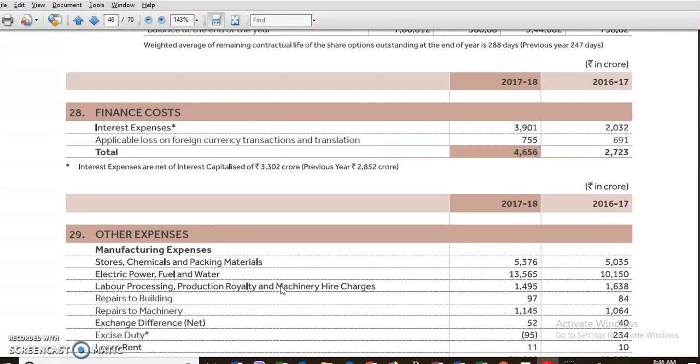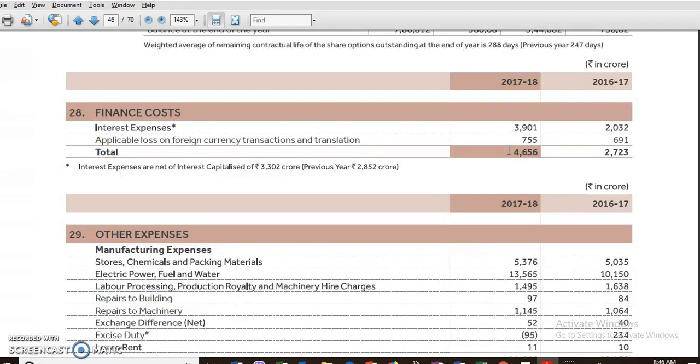So the finance cost is just the interest cost on the loans that you have been taking. And here you can see a line: interest net of interest capitalized, 3,302. Now what does it mean? It means that sometimes you take a loan to do projects, right? So all of the interest that you are paying is not supposed to be charged to expenses.